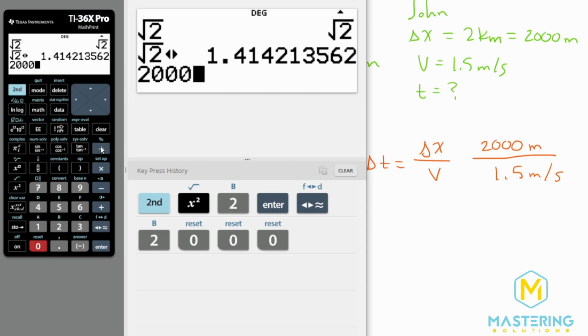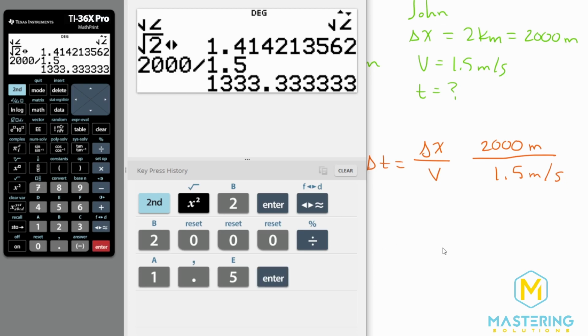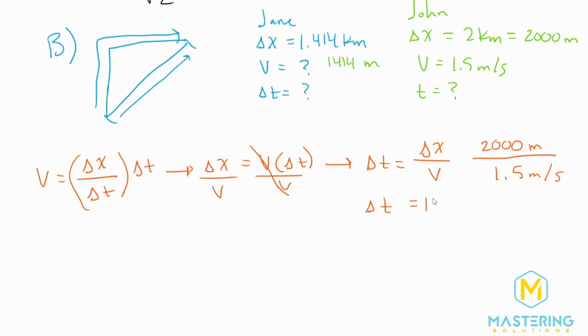2,000 divided by 1.5 meters per second. So he did it in a time of 1,333.33 seconds. So now that's the time that Jane has to do it in here. So now we can use the same velocity equation. Velocity is a change in distance over a change in time. So v is delta x over delta t.